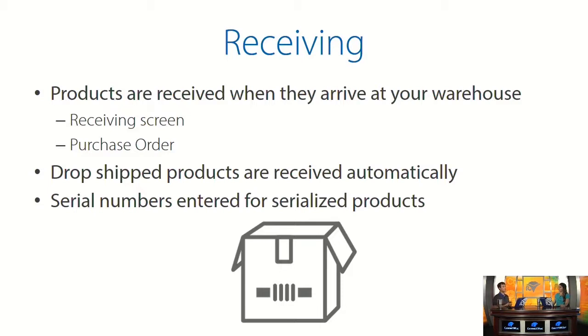Another thing to point out, drop shipped products, since they never come to your warehouse, they go straight from the vendor to your client, those are going to be marked received automatically since we're skipping that step. Also, this is the step where serial numbers get entered for those serialized products. Those are going to be those inventory class products that you are ordering. If you have marked them as serialized, as you receive them in, you will also be prompted to scan in their serial number, so that the on-hand count you just added has a number on file for it.